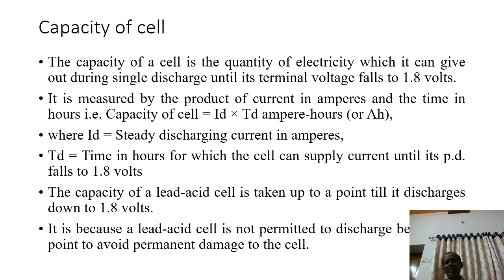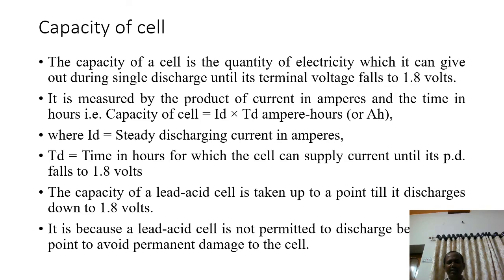The capacity of a cell is the quantity of electricity which it can give out during a single discharge until its terminal voltage falls to 1.8 volts. When discharging happens, the terminal voltage falls down to 1.8 volts. It is measured by the product of current in amperes and time in hours. That is called the capacity of the cell. Capacity of a cell is defined as the product of current in amperes into the time in hours. So that is the capacity of the cell, which is Id into td.